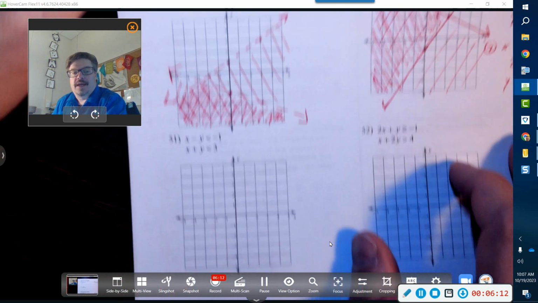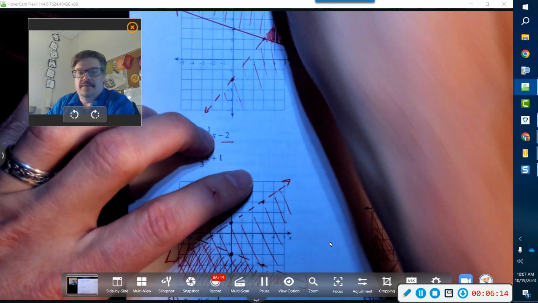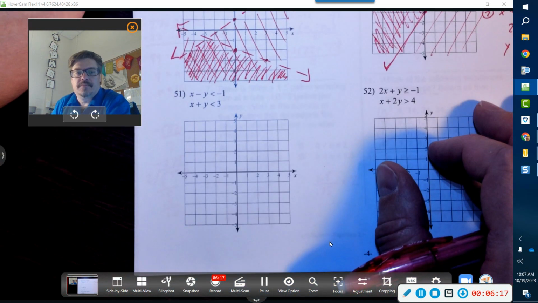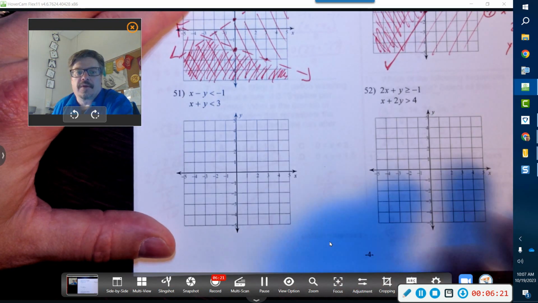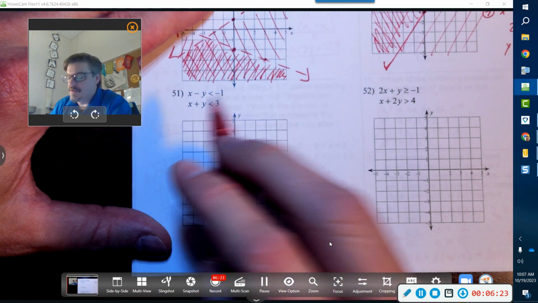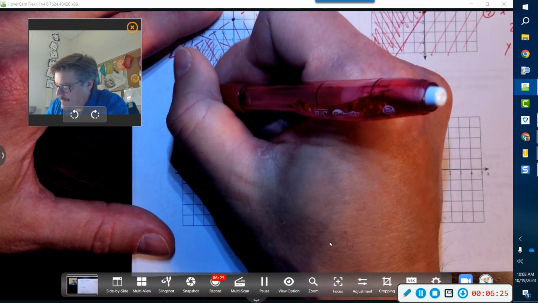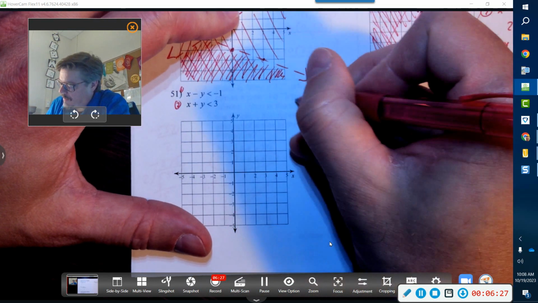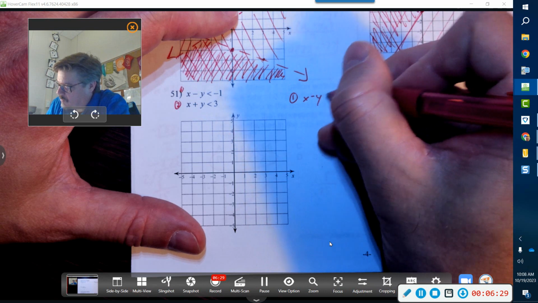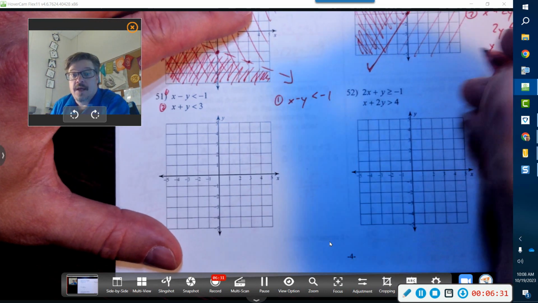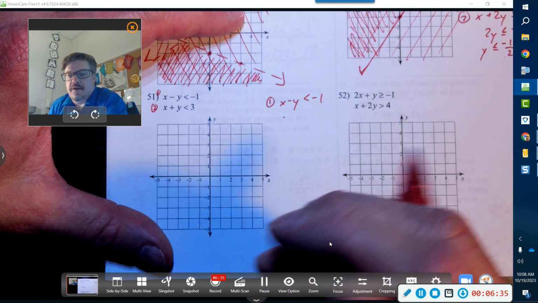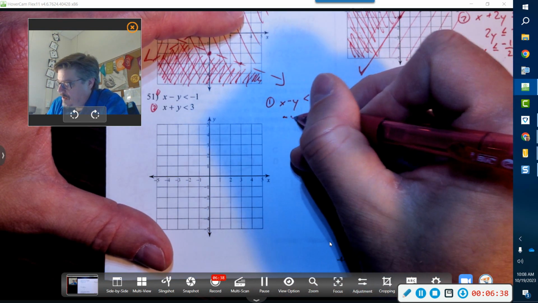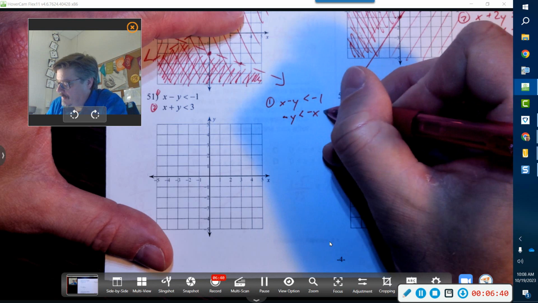Okay, I see a negative y there. All right, I see negative y. We're going to change the direction. All right, so equation 1, x minus y is less than negative 1. Let's get that x over to... I know it looks simple, and it looks like you should be able to start graphing, but you cannot. You've got a lot going on here.